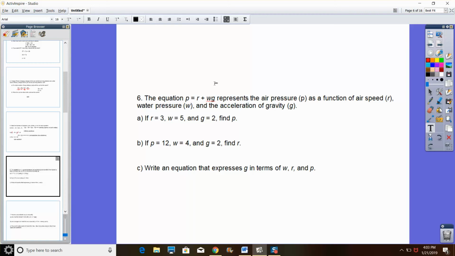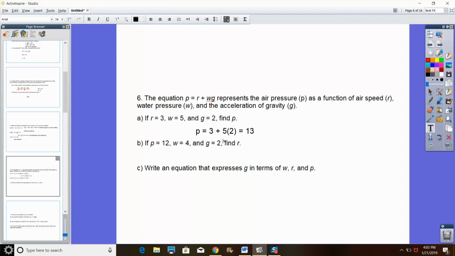Number 6, the equation P equals R plus WG represents air pressure as a function of airspeed, water pressure, and the acceleration of gravity. Yay, physics. If you have R equaling 3, W equaling 5, and G equaling 2, what does P equal? That's not bad. 3 plus 5 times 2 is what this would work out to be here. If I plug in everything, P equals 3 plus 5 times 2. That would equal 13. Nice and easy.